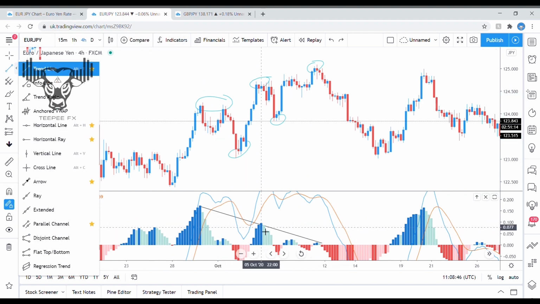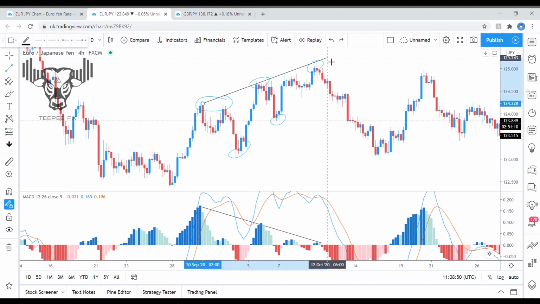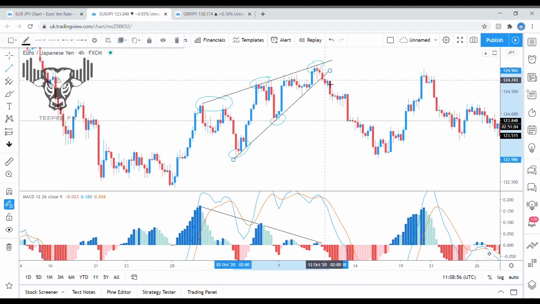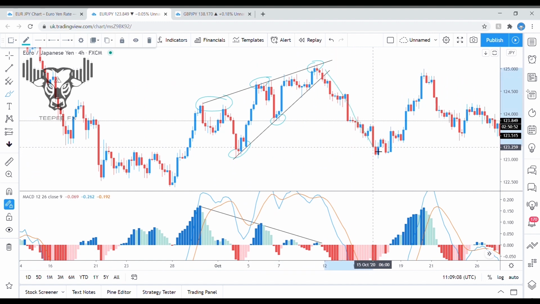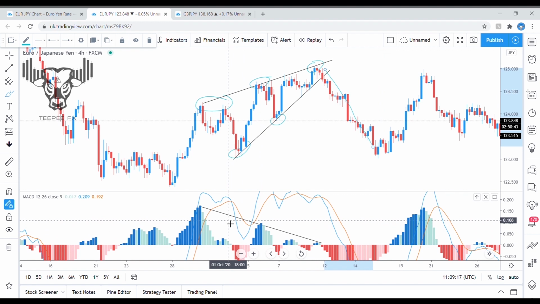Now, as I say, that in itself is not enough to take a trade. The trade comes off the break and pullback of this rising wedge. But the MACD has been used to confirm that this is not a true trend move. It is a manipulation to make way for this. So that is an example of divergence across the histogram.